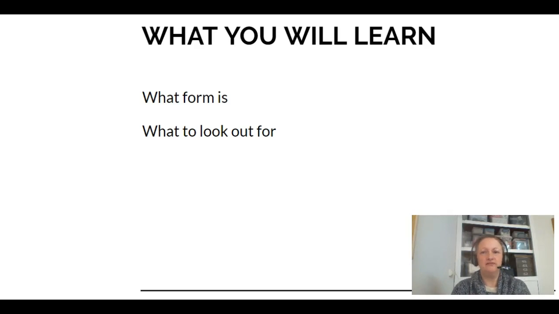So today what we're really just looking for is what is form? Because we talk about that, and I think that sometimes people don't even know what it is. So we're talking about something that we don't even know what we're talking about really. And I'm going to also give you some things that you can look out for as well.